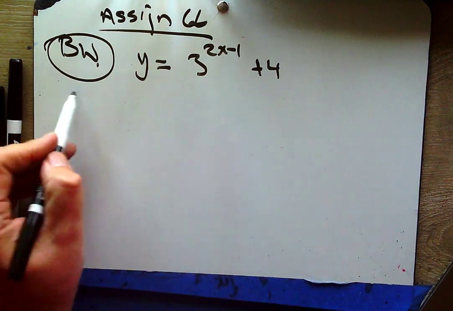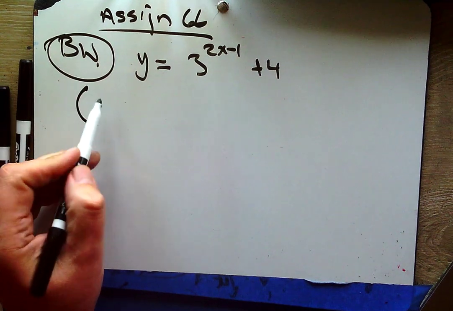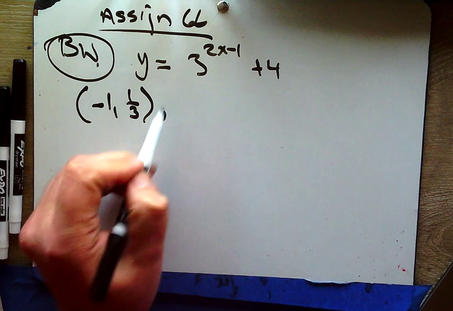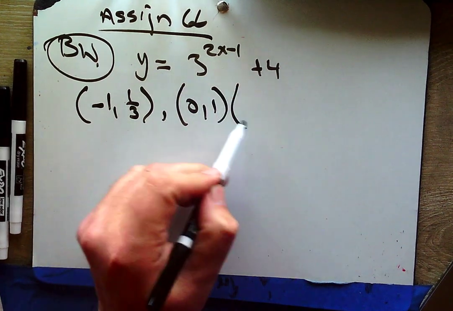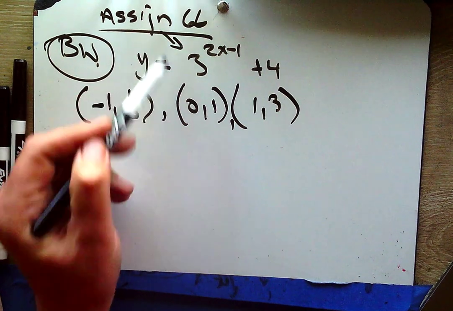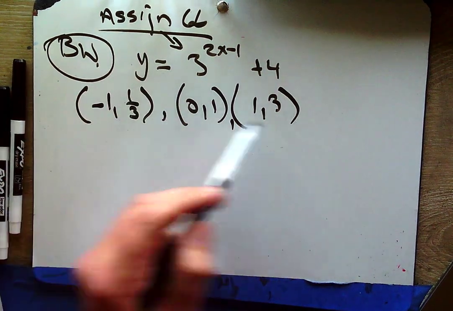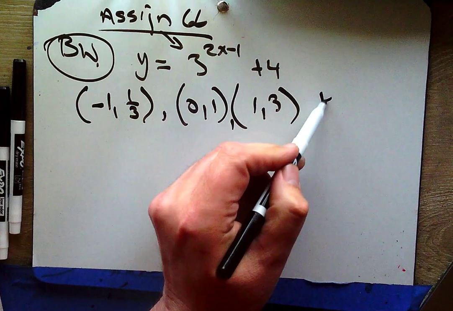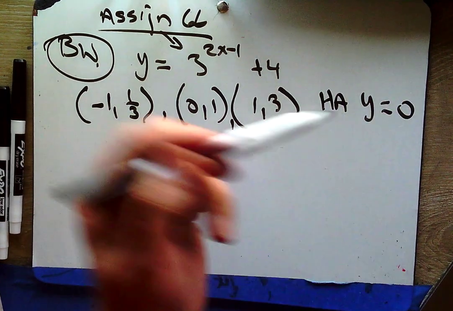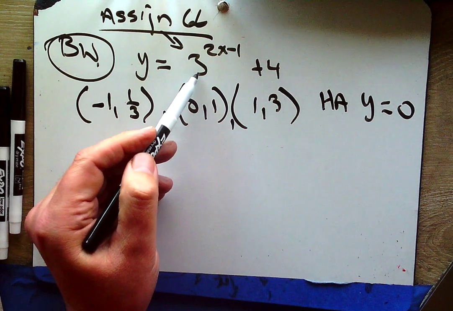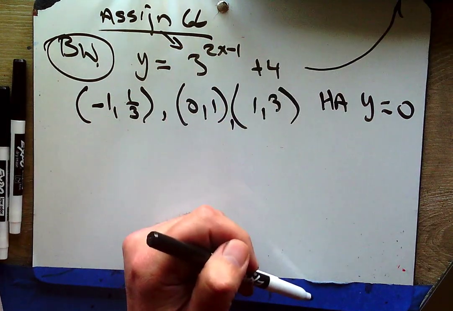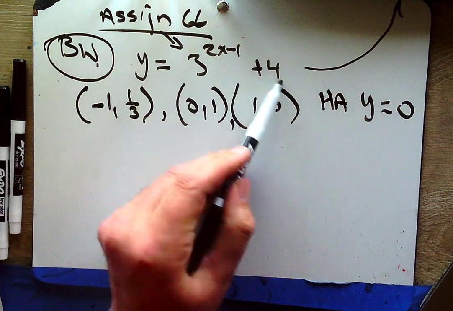Hey, welcome back. So hopefully you started off with your reference points, negative 1, 1 over 3, 0, 1, and 1, 3. That's what the exponential gives. It gives the reference points, the fact that we normally have a horizontal asymptote at y equals 0, and it gives the shape. Because this number is bigger than 1, we know we're dealing with exponential growth. Okay? So let's apply our transformations.